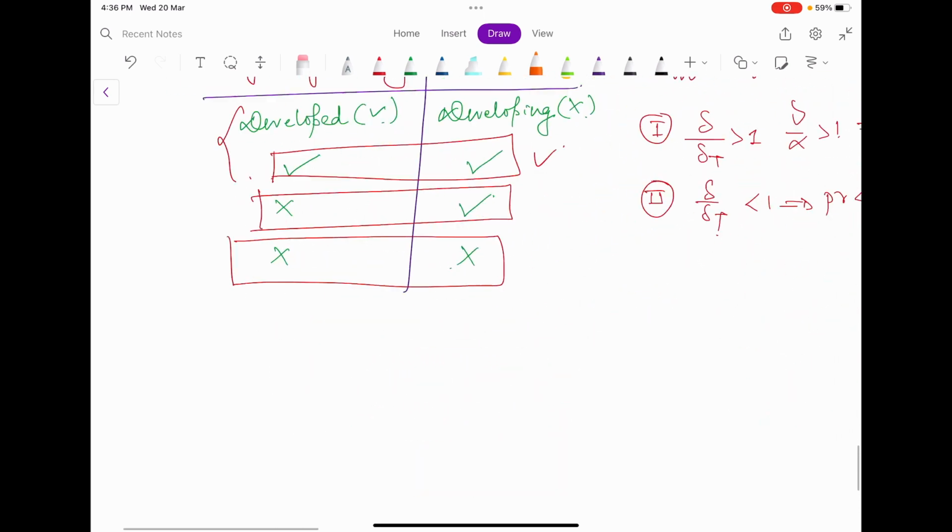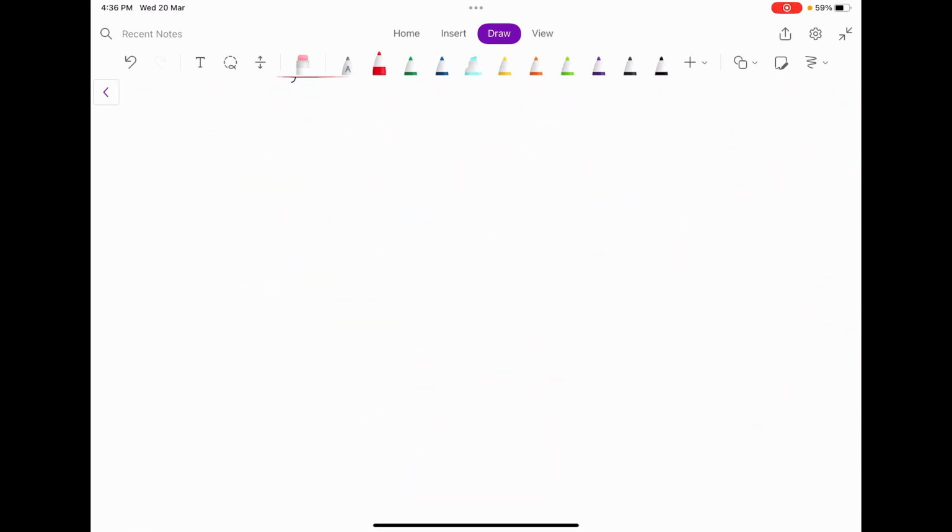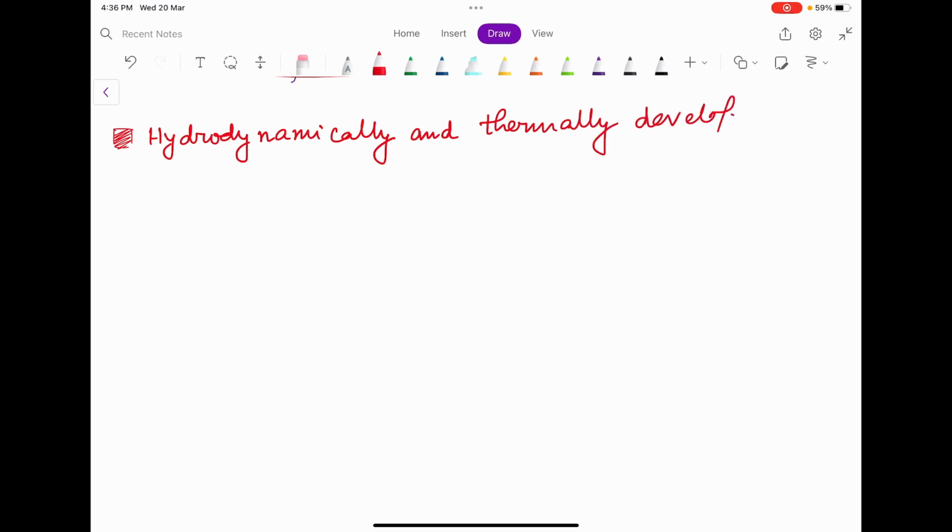So now our focus will be hydrodynamically and thermally developed flow with uniform heat flux condition. Okay, uniform heat flux condition.